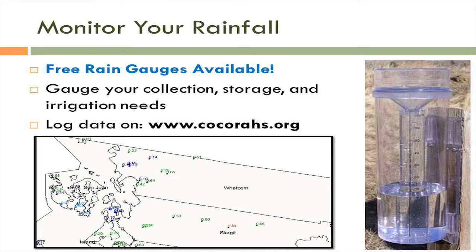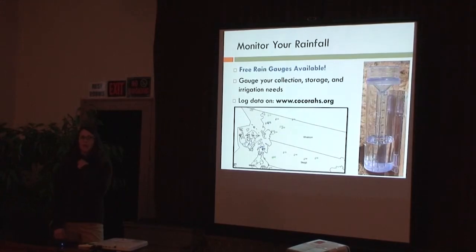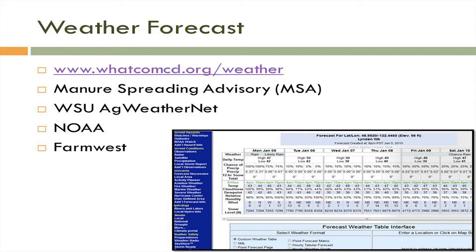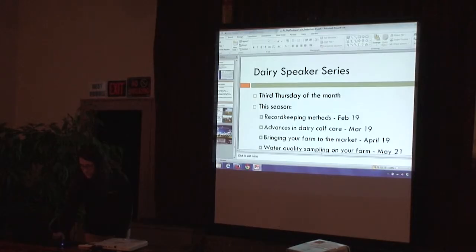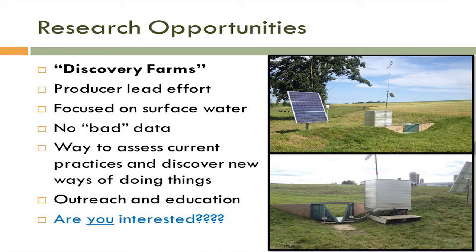And then the last one is monitoring your rainfall. We have rain gauges available. We ordered a whole bunch. They were supposed to be here yesterday, they're not. But if you don't have one already, we have those for free. We always bring them to our speaker series events, so you can pick one up anytime, or just stop by the office and get one at any time. And then, of course, we already talked about the weather forecast. So with that, are there any questions on some of the technologies?